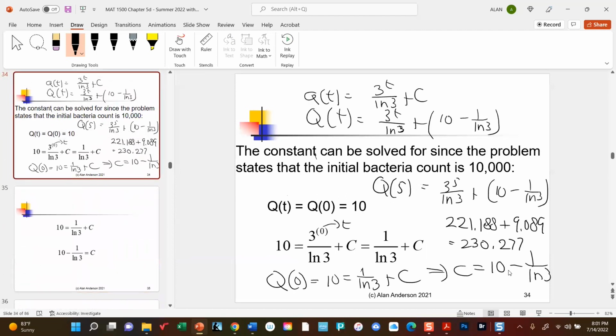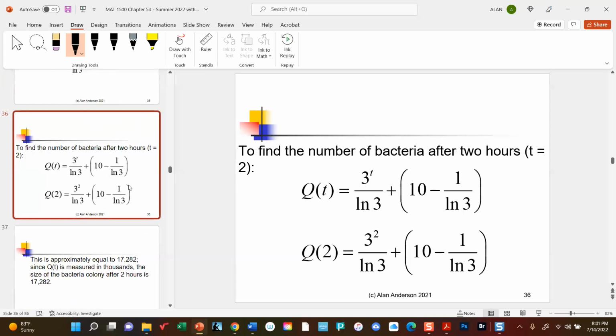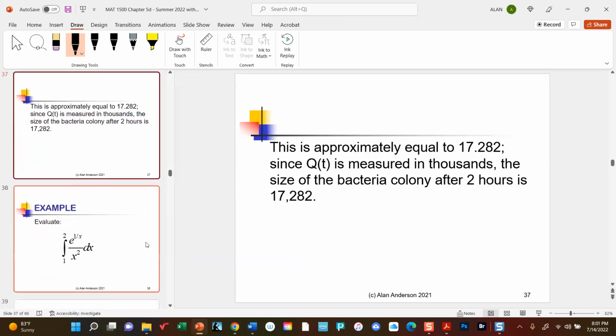Oh, by the way, I almost forgot. This is actually 230,277 because remember the bacteria is in thousands. So here, after 2 hours, it's about 17.282, or about 17,282.